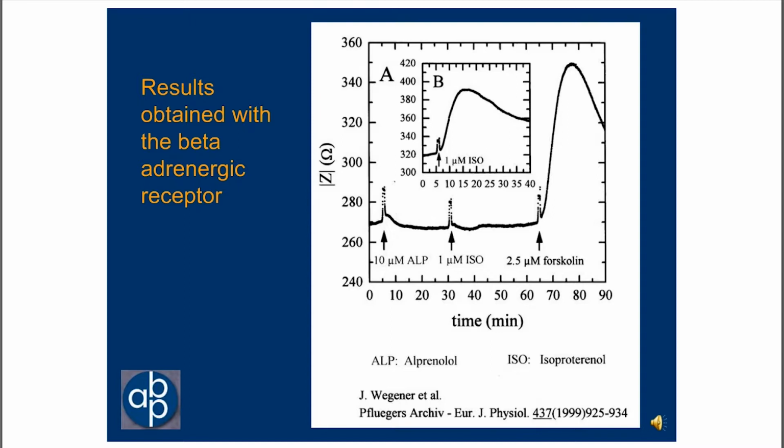Yet later on, at 65 minutes in this experiment, 2.5 micromolar forskolin is added to boost the cyclic AMP second messenger, and the response is regenerated, clearly showing that this is signal transduction that we're detecting using impedance measurement.